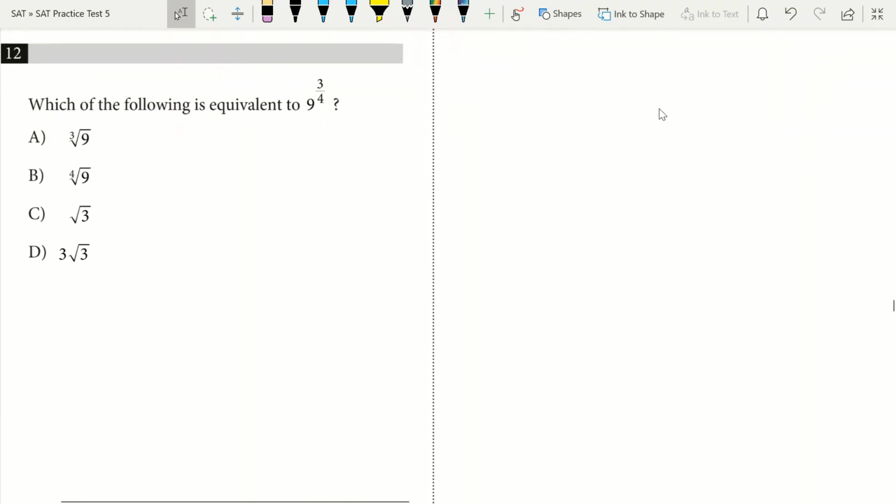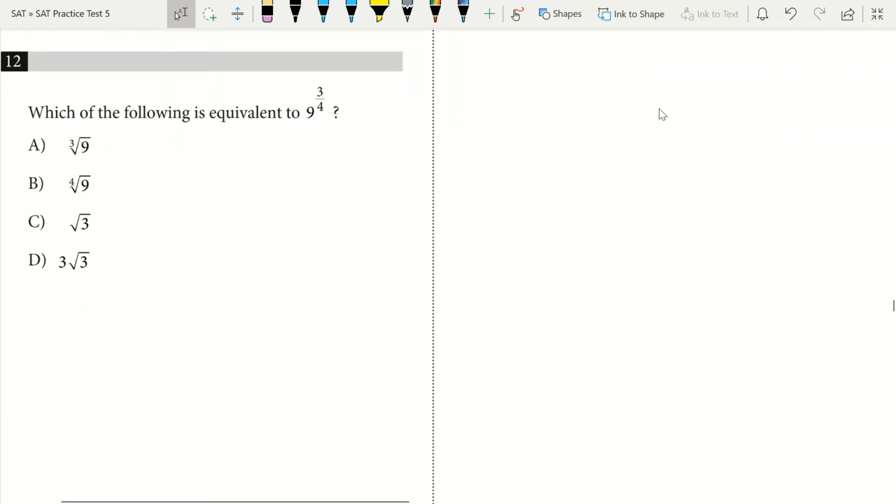Question 12. Which of the following is equivalent to 9 to the power of 3/4? Alright, well, that's going to be the 4th root of 9 cubed. We see that that's not an answer choice, but we see these two, and we know those two have to be wrong because it's not possible, right? So now I'm going to go ahead and simplify by making 9 into a 3 as a base.